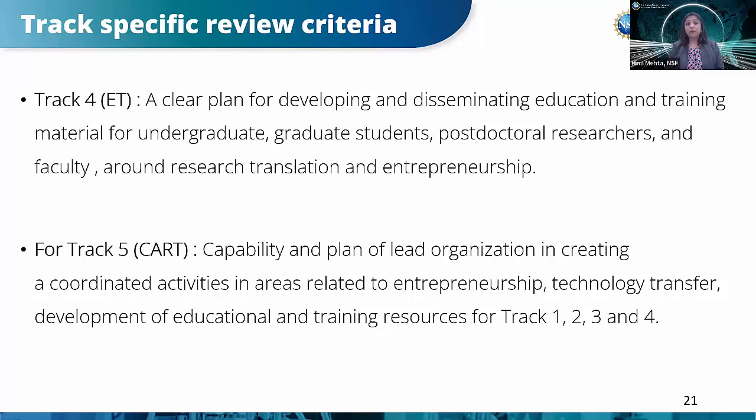For track 5, given that the track 5 applicant and awardee are going to be more like a national-level platform and center to coordinate all the activities throughout the remaining tracks, we expect that they have demonstrated activities already, as well as a plan for how they will coordinate all these activities around entrepreneurship, technology transfer, and development of education and training to track 1, 3, and 4.